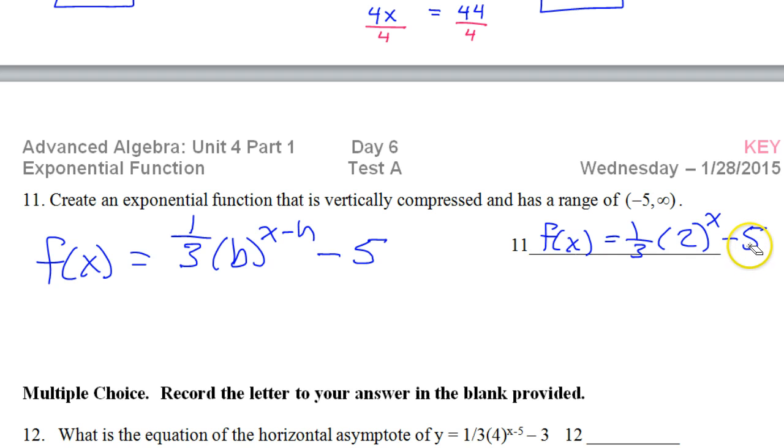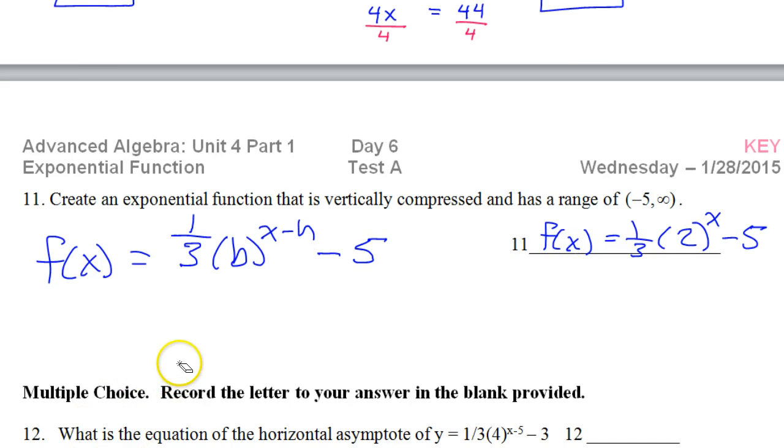You had to have a -5. This a value had to be something between 0 and 1. But this base value could be anything. It can either be between 0 and 1 or greater than 1. It can't be negative, and it can't be 1, and it can't be 0. But other than that, it could be whatever you want. This can't be negative. Did I say that? I said between 0 and 1, so that covers that. Okay, that's enough about such a simple problem.